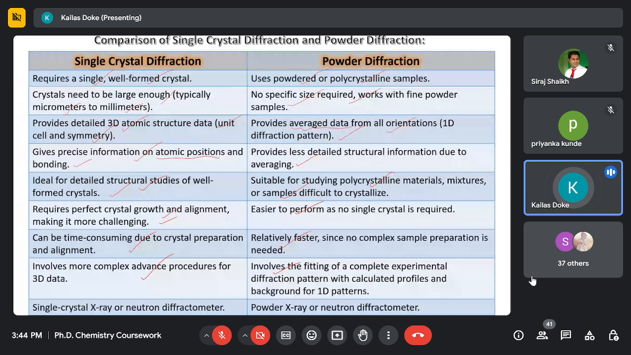For single crystal diffraction, the instruments used are a single crystal X-ray diffractometer, a special instrument, or a neutron diffractometer. A powder X-ray diffractometer or neutron diffractometer is also used for powder diffraction. We have not covered the neutron diffractometer. We covered here only X-ray diffractometers and their basic principle.